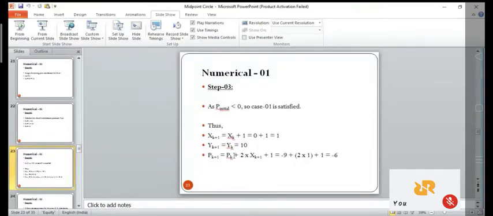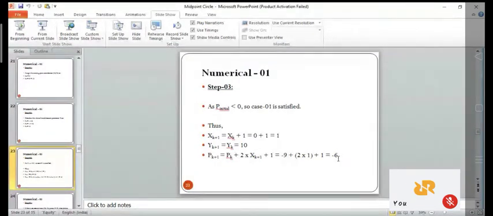The previous decision parameter, that is p of k, is minus 9, plus 2 into x of k plus 1. So x of k plus 1 is the new x value that you are going to take over here. So 2 into 1 plus 1, plus the previous minus 9, is equal to minus 6. So we have got the next decision parameter.